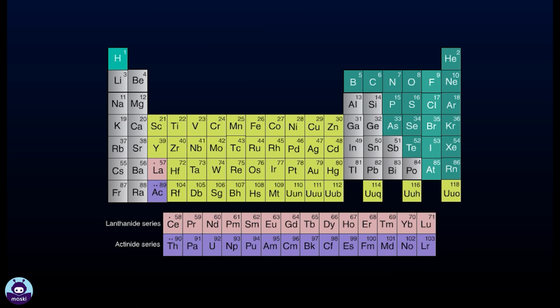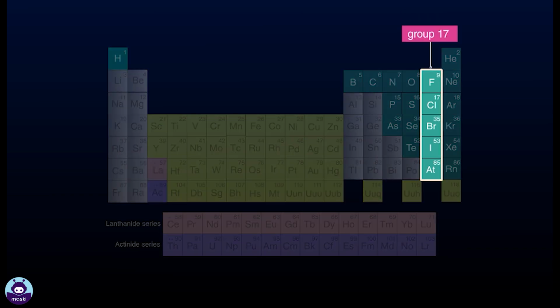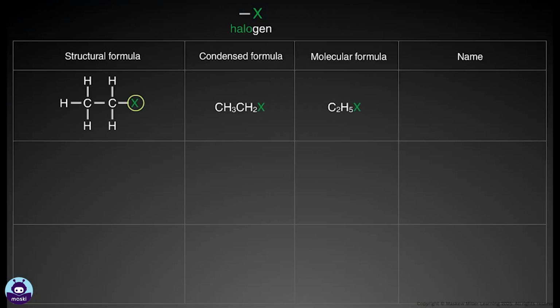Alkyl halides. The halogens are elements located in group 17 of the modern periodic table. These are fluorine, chlorine, bromine, iodine, and astatine. A halogen is represented by the letter X. When X is connected to an alkyl group, the compound is called an alkyl halide or a haloalkane.